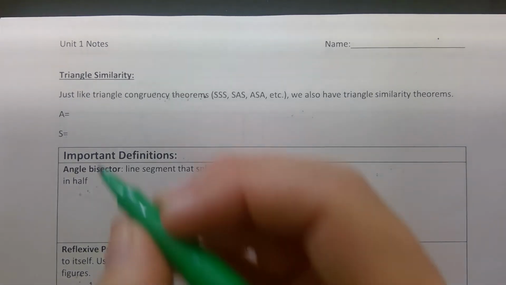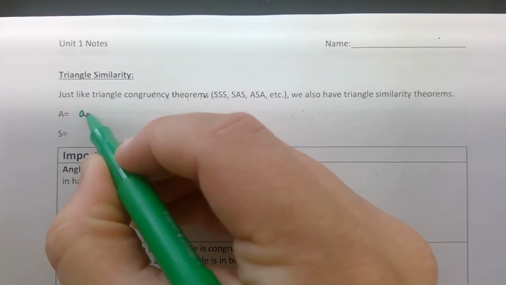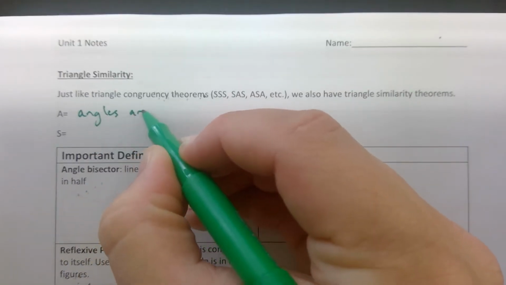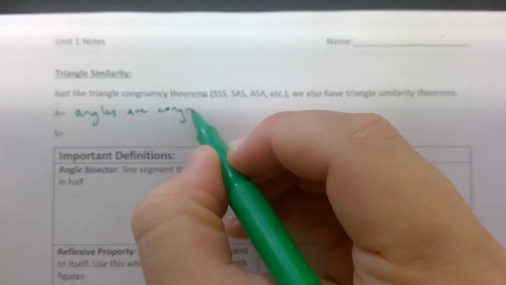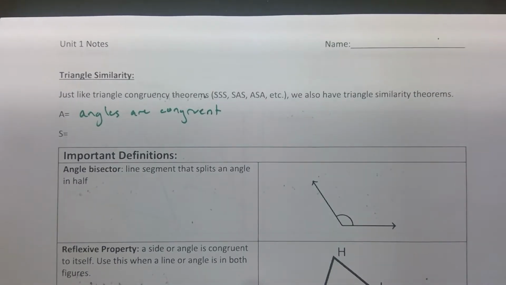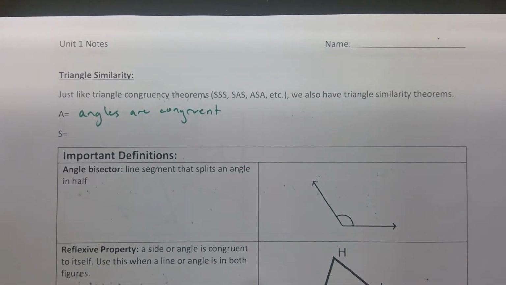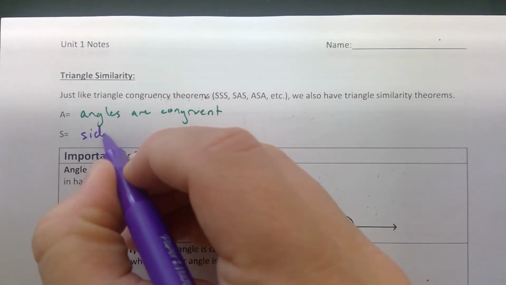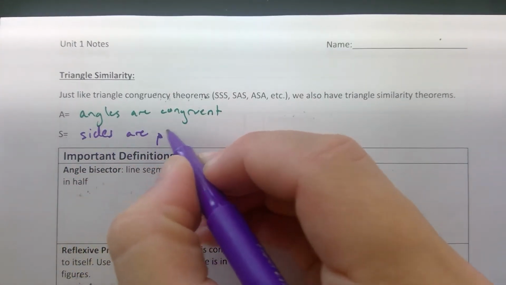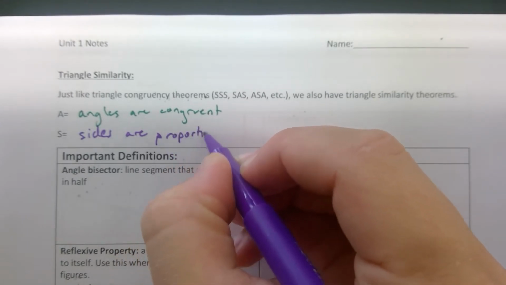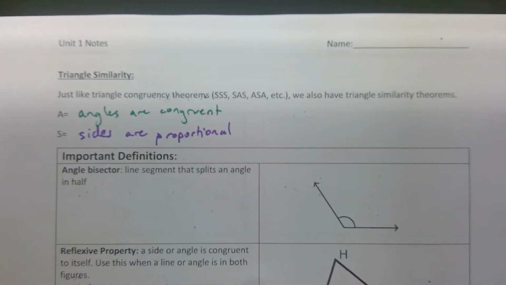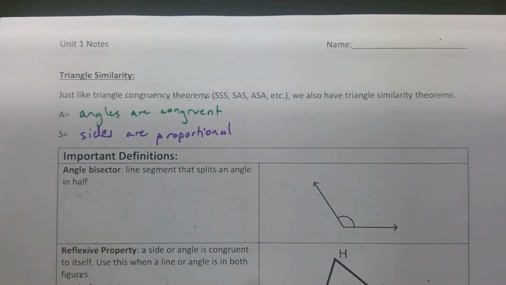So let's go ahead and remind ourselves of what A means. So A is angles are congruent. All right. And S, in this case, it's a bit different. S is sides are proportional. Okay. So it used to be that sides were congruent. Now we're looking at sides are proportional. So we got to review some definitions that we saw last year in Math 1. And so we'll review those kind of quickly here.